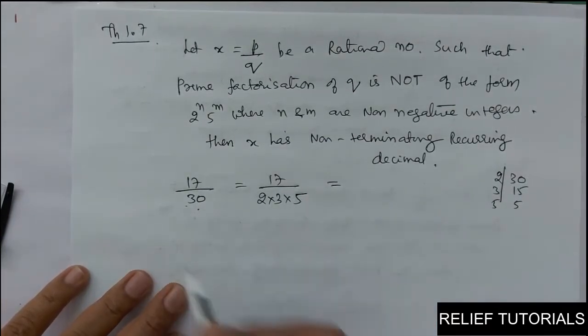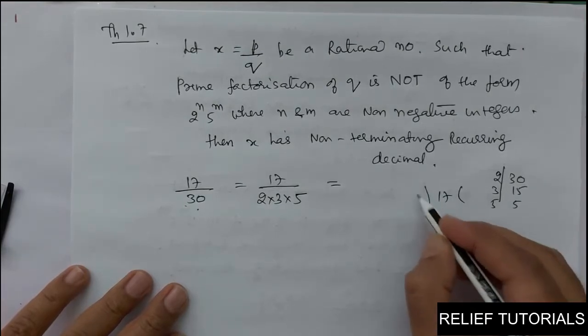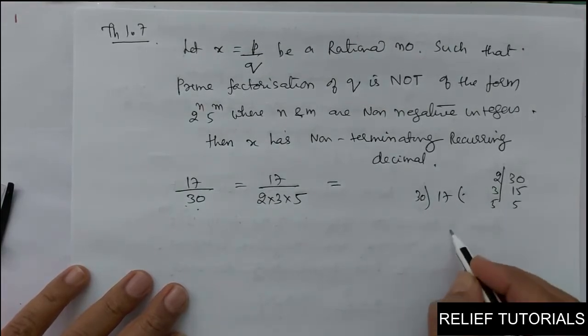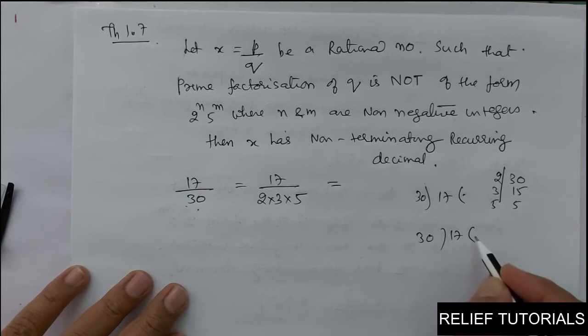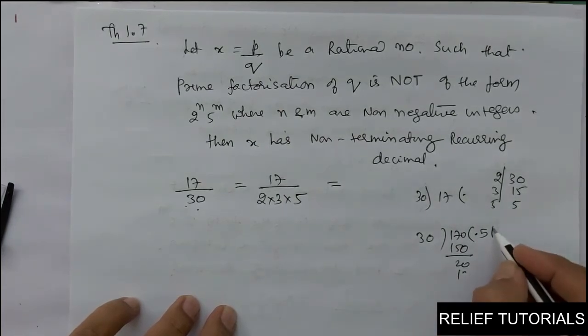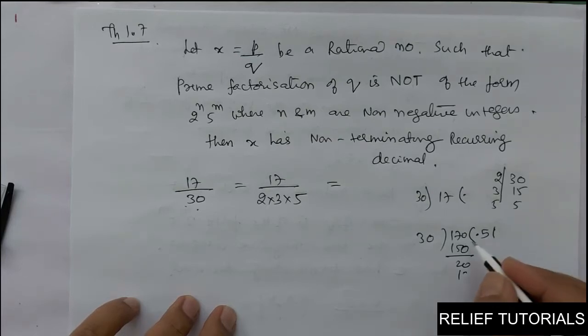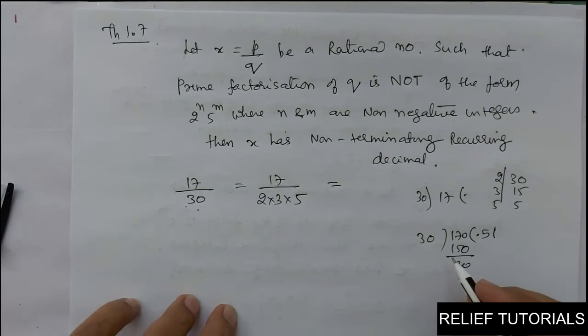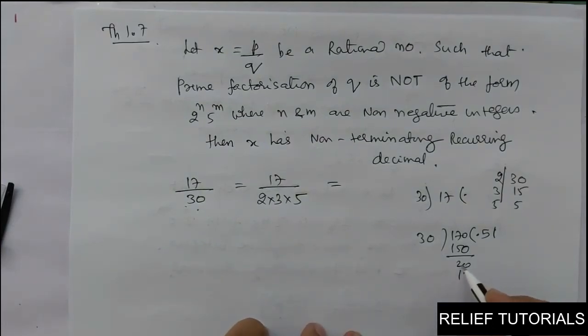So if you divide 17 by 30, you will take a decimal point here. 17 divided by 30, you will put 0 and then 170. It goes 5 times, that is 150. Then comes 20. Then I will take a 0, sorry. How many times? 6 times. 6 times how much? 180.